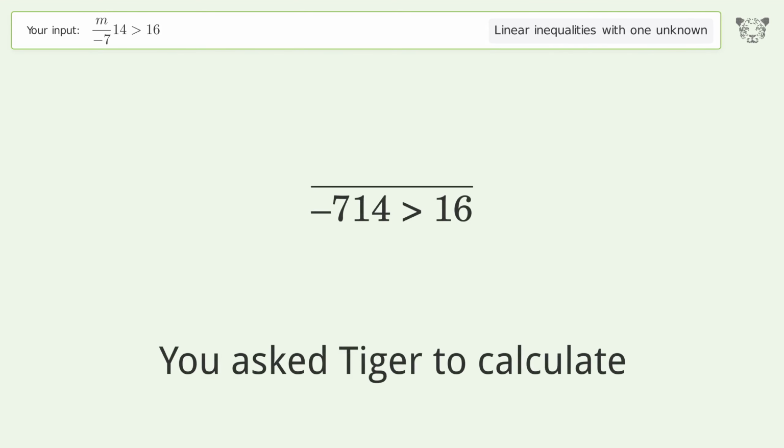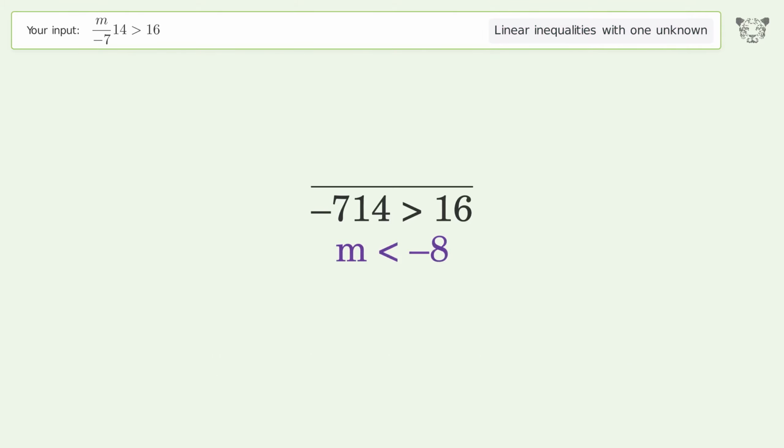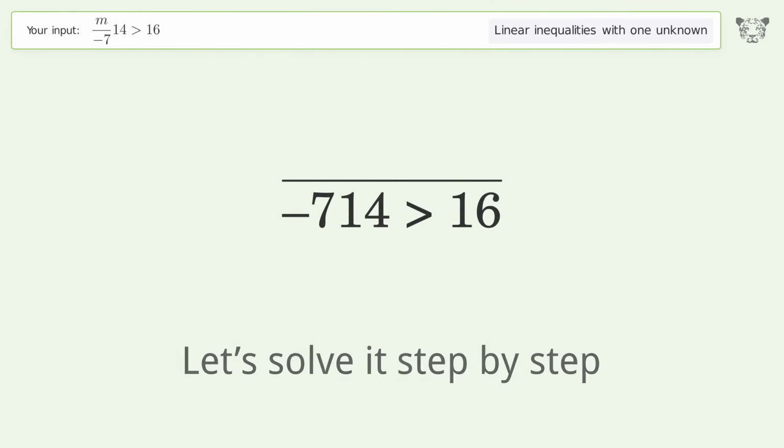You ask Tiger to calculate. This deals with linear inequalities with one unknown. The final result is m smaller than -8. Let's solve it step by step.